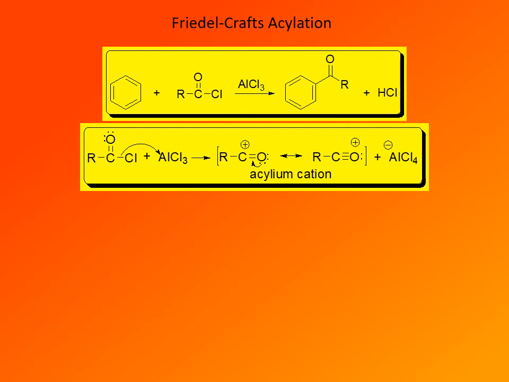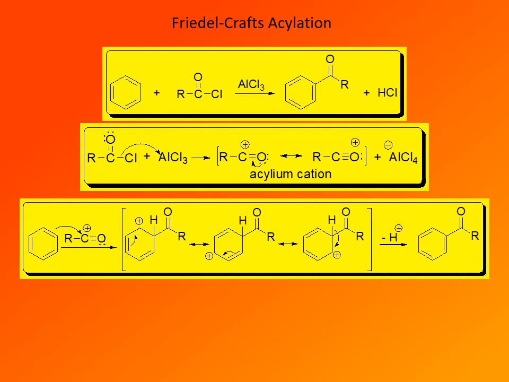In addition, placing acyl group on benzene ring means that one is placing deactivating group on benzene ring. So product is less reactive compared to starting benzene, which means that there are no problems with multiple reactions, with polyacylation. Only single acylation occurs and then reaction stops there.